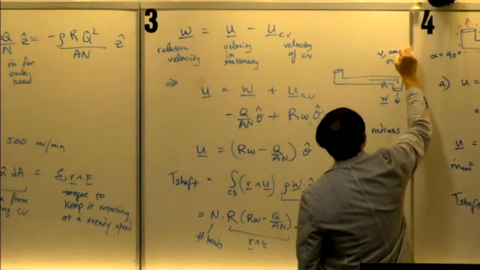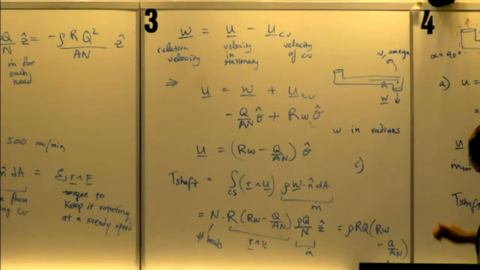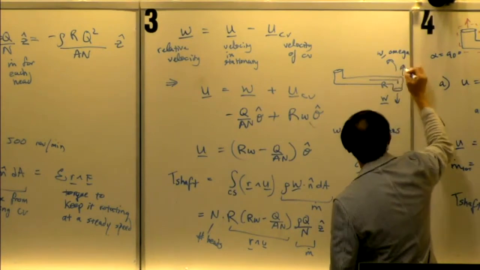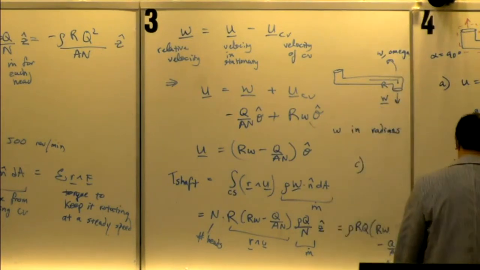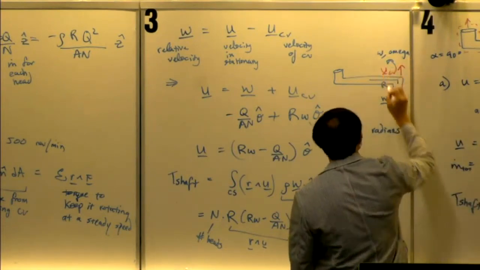If you wrote just a straight upwards velocity, would that be UCB? Yeah, here, this would be UCB. Okay, let's put it in a different color. This is getting kind of crowded. But yeah, UCV is omega r.